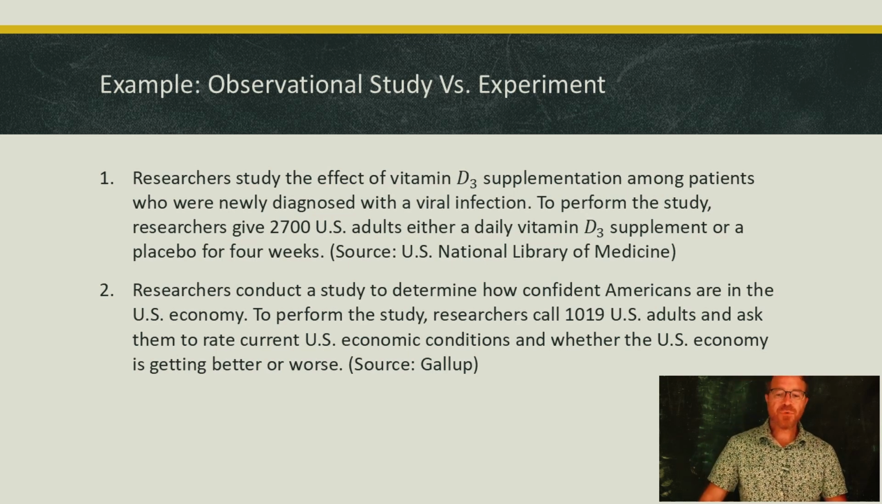Case 2. Researchers conduct a study to determine how confident Americans are in the U.S. economy. To perform the study, researchers call 1,019 U.S. adults and ask them to rate current U.S. economic conditions and whether the U.S. economy is getting better or worse. So in this case, this would be an observational study.